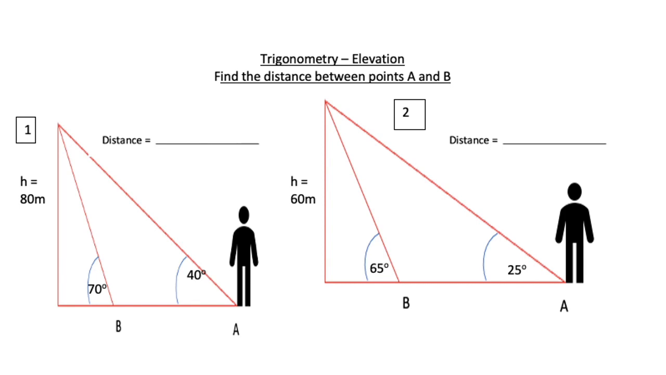You're given the second angle, which is 70 degrees. And you need to use the tan trig function, in this example, to work out the distance between point A and point B. Question 2 is the same, so the height is 60 meters. The initial angle is 25 degrees, then the person walks to point B and the angle is 65 degrees. So using the tan function again, work out the distance between A and B.